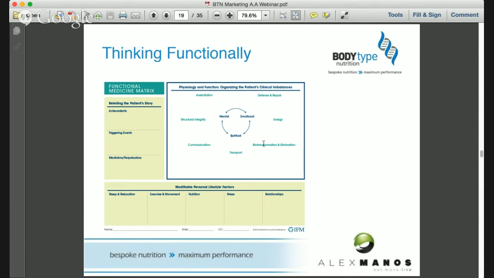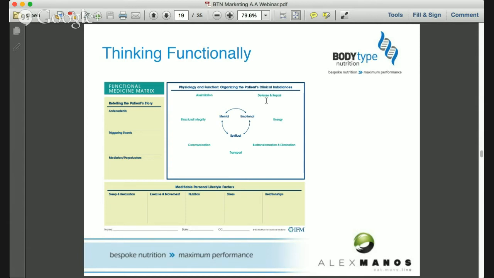On the top right, so to speak, in the box, you've got your actual matrix. This is where we take notes of symptomatology which relate to one of the bodily systems. Assimilation is essentially your gut. Structural integrity could be related, for example, to the skeletal system, or I'll put things like cellular integrity in there as well. Communication is your hormonal system, transport, cardiovascular health, biotransformation and elimination, liver and detox pathways. Energy can be things like the Krebs cycle and glycolysis and the electron transport chain, so mitochondrial health. And then you have defense and repair, things like your immune system, any suspected or known inflammatory issues, etc.